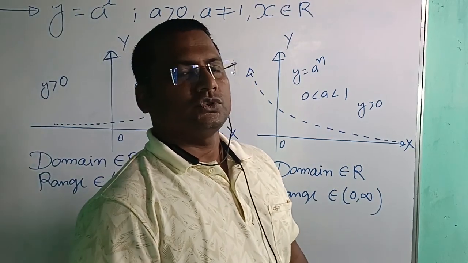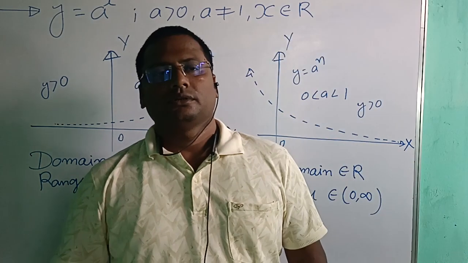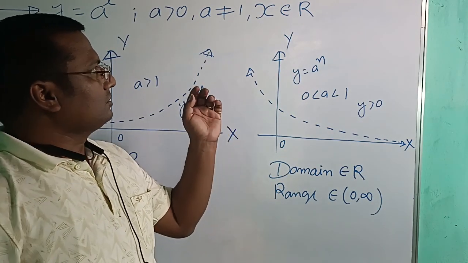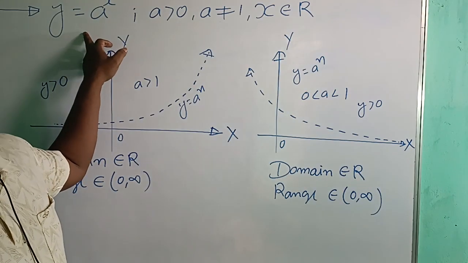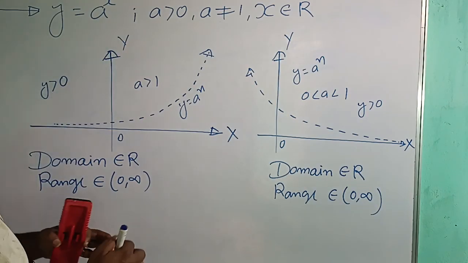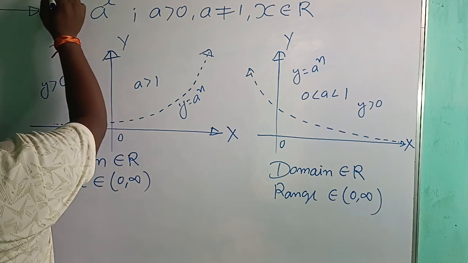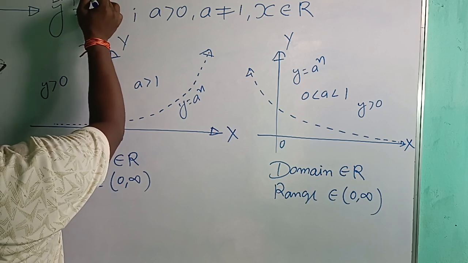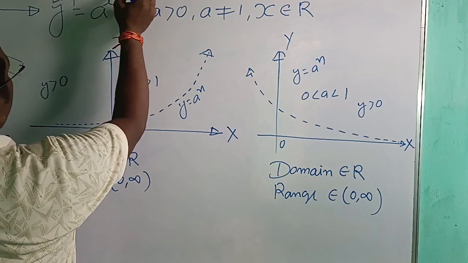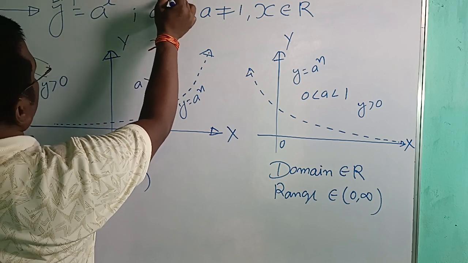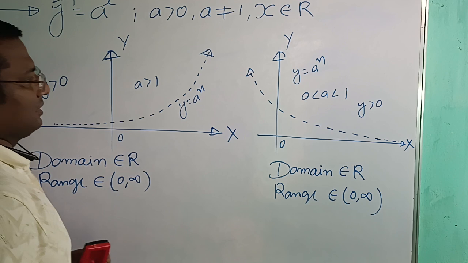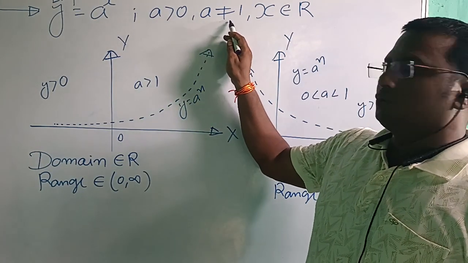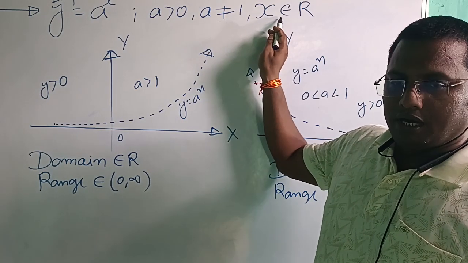Now we are going to discuss some functions. Okay, so we are going to discuss the exponential function. This is the exponential function, y = a^x. So the condition is that a must be greater than 0, a should not be equal to 1, and x belongs to R.